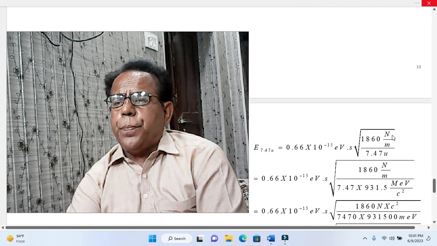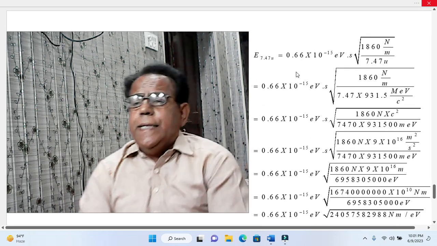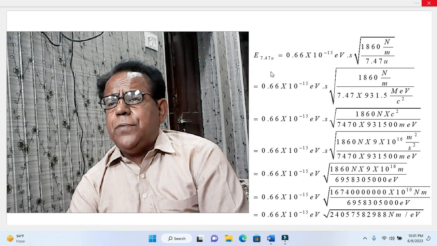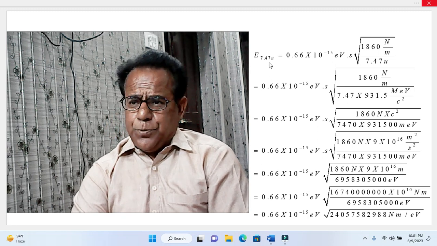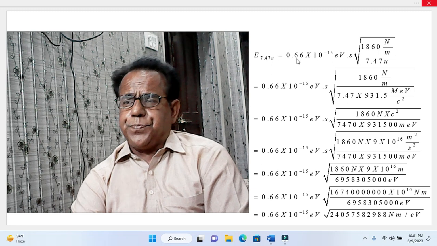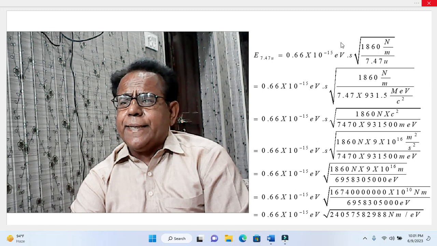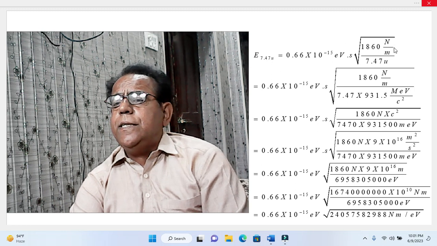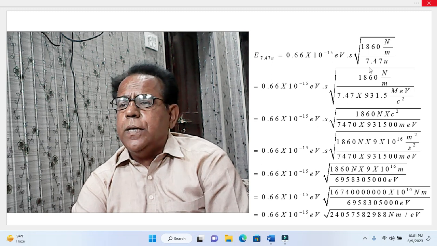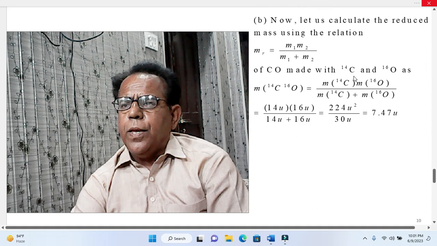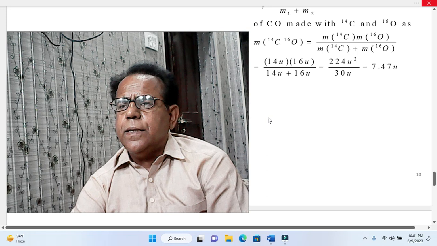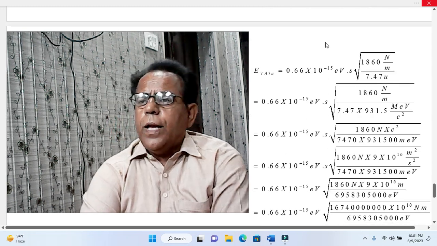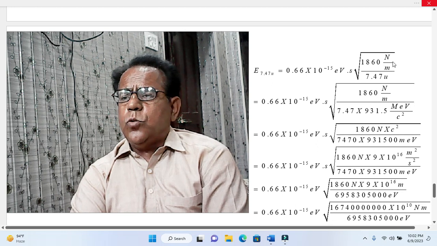Now, in the same way as we had calculated E for 7.2u, where 7.2u had been written as a subscript of capital E, in this case we have written 7.47u as a subscript of E, equal to h bar, or h reduced, that is Planck's constant h divided by 2 pi, into the square root of the value of force constant K, divided by the value of reduced mass, the reduced mass of carbon monoxide made with carbon 14 and oxygen 16. So this is 1816 Newton per meter divided by 7.47u.